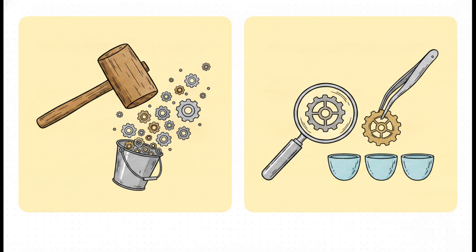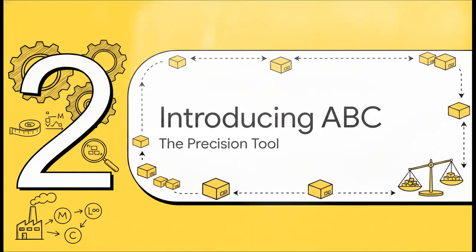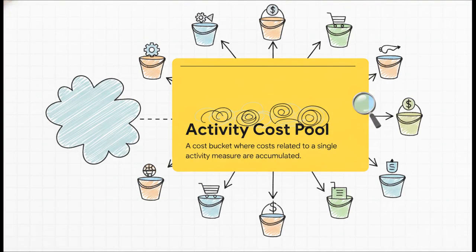Activity-based costing, on the other hand, is a precision tool. It uses numerous overhead cost pools and unique activity measures that track actual cause and effect relationships. Which brings us perfectly to part 2, introducing activity-based costing. So how exactly does this precision tool work? Well, the core concept of ABC revolves around what we call an activity cost pool. You can just picture this as a literal cost bucket.